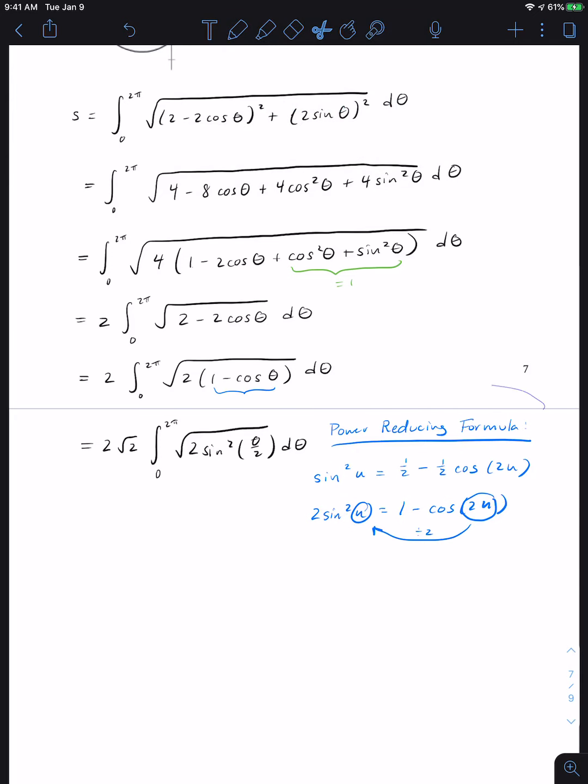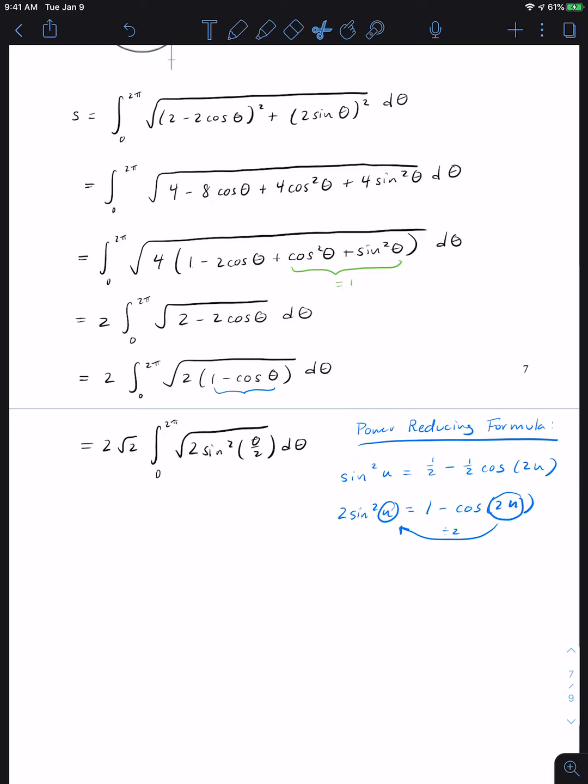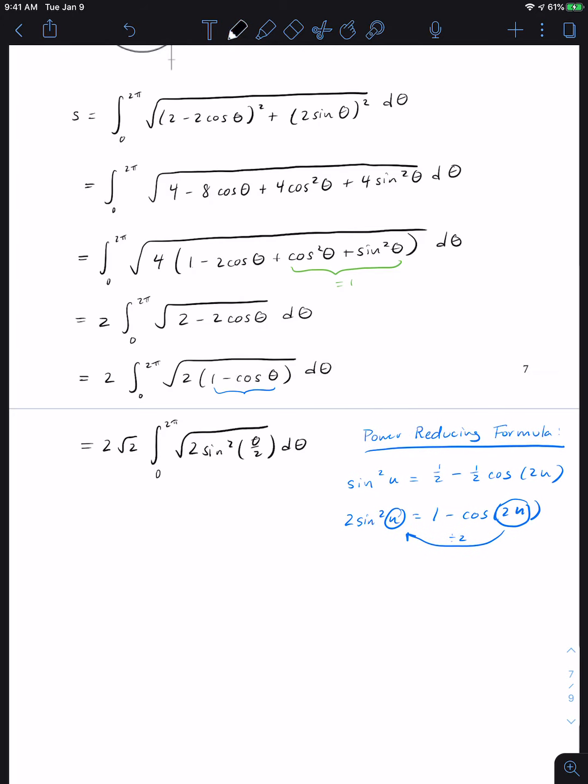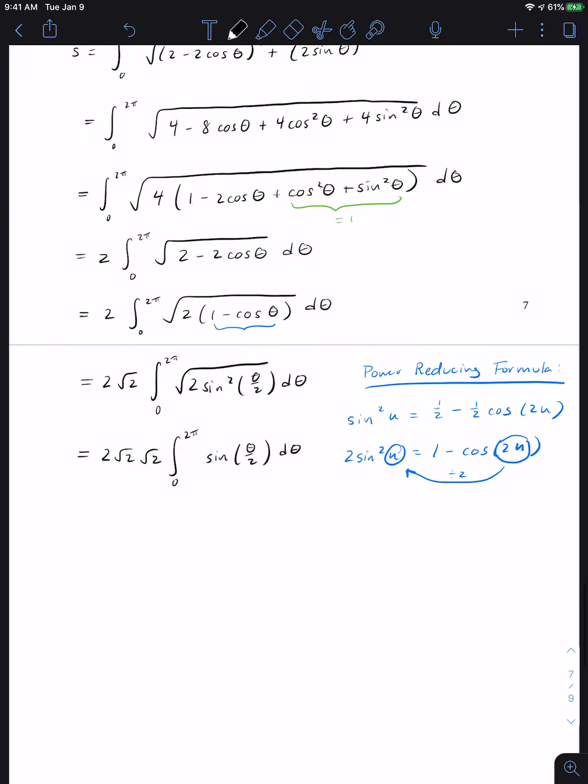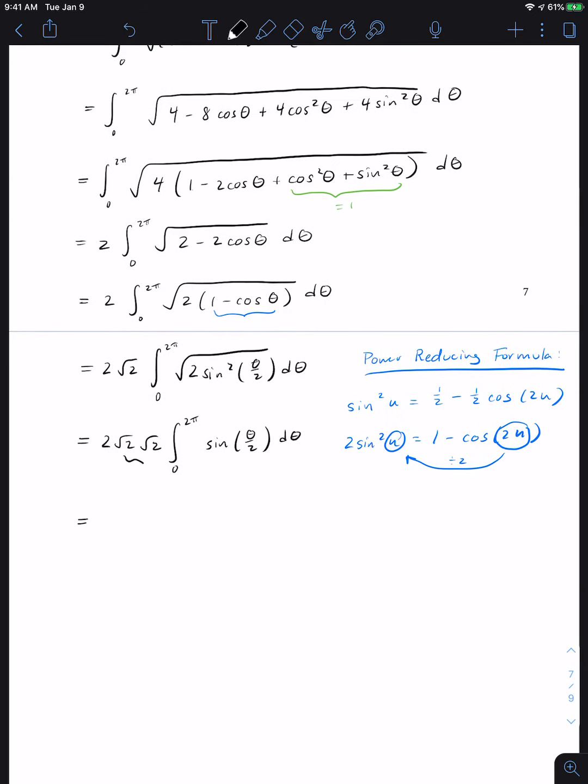Let me scoot this over just a little bit so we're not on top of it here. Then, once again, I can pull out a square root of 2. Square root of 2, square root of 2. And what am I left with? If I pulled out a square root of 2, I'm left with sine squared of theta over 2 underneath the square root. So the square roots cancel out with each other, and I'm left with just sine of theta over 2 d theta. Now, radical 2 times radical 2 is just 2. So 2 times 2 is 4, my constant out front.